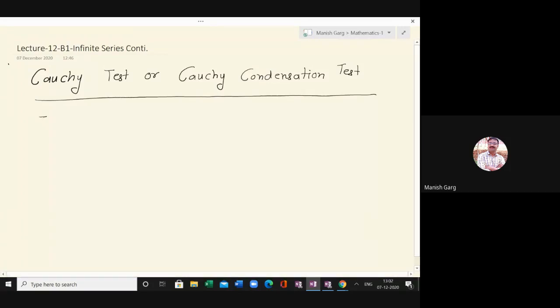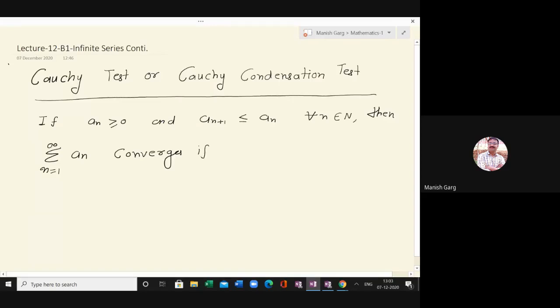What it says is, if a_n is greater than or equal to 0 and a_(n+1) is less than or equal to a_n for all n, where obviously n is a natural number, a1, a2, a3, then the series sum n equals 1 to infinity of a_n converges if and only if the series sum k equals 0 to infinity of 2 raised to power k times a_(2^k) converges.